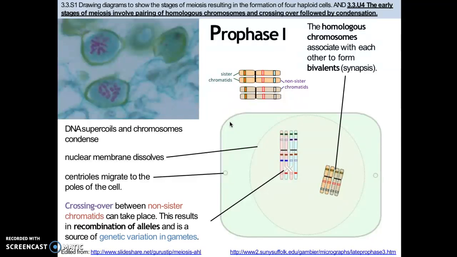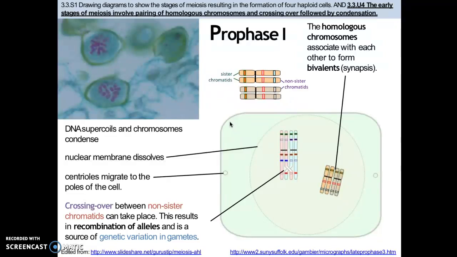3.3S1, drawing diagrams to show the stages of meiosis. We're not going to worry about that yet. We're going to come up to it in a second. But the biggest one here that you wanted to talk about before we get to the S1 is U4, which is the early stages of meiosis that involve pairings of homologous chromosomes, and then, of course, the crossing over that I just discussed.